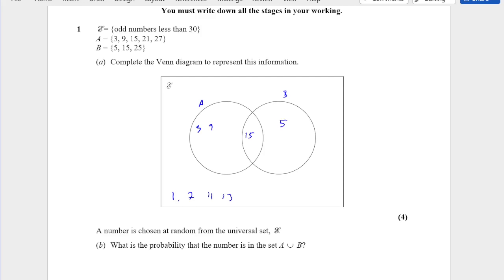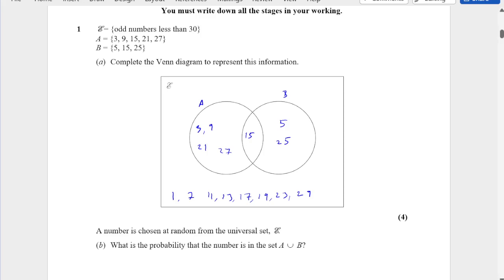Then we've got 17 on the outside. 19 is going to go on the outside as well. We've then got 21, which is going to go in set A. 23 on the outside again. 25 just in set B. 27. And then finally 29. So we should have, if we think about it, 15 odd numbers. So let's just check. 1, 2, 3, 4, 5, 6, 7, 8, 9, 10, 11, 12, 13, 14, 15.